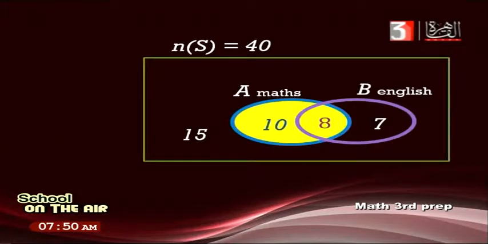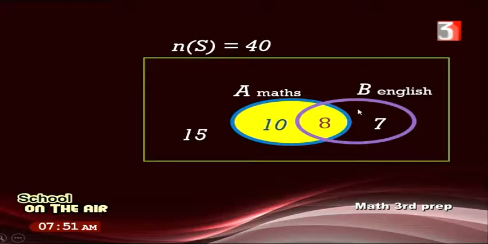Our classroom S includes the event A, representing the number of students who like math, and the event B, representing the students who like English. At first, we must write 8 students in the intersection between the two events A and B. How many students like math? 18. 8 inside the intersection between the two events, and 10 outside.